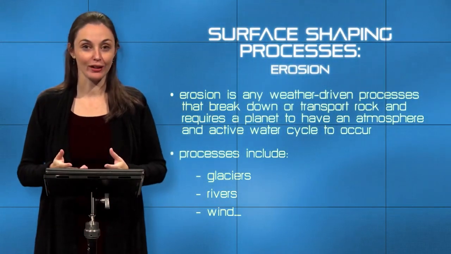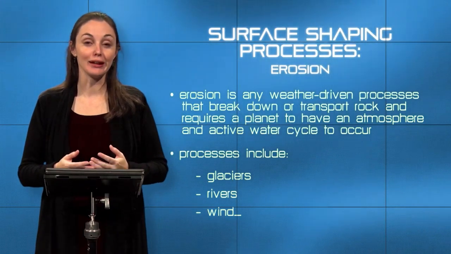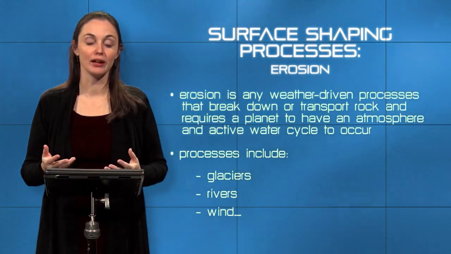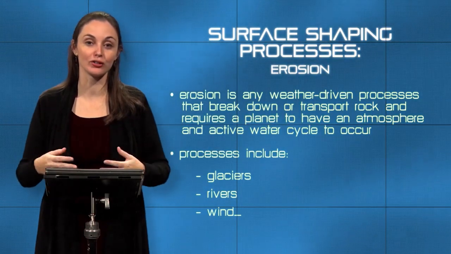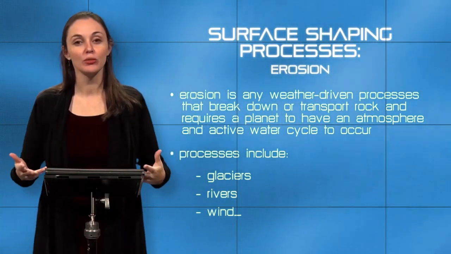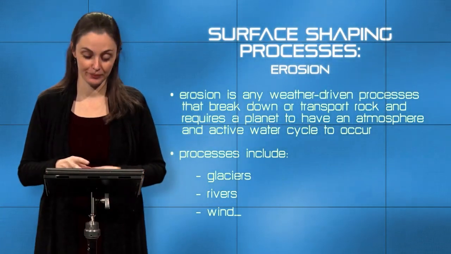If you don't have an active erosional cycle, your planet would look very different as a result. Something like impact craters, for instance, would remain completely unchanged over time because there's no wind, there's no water, there's no glaciers. There's nothing moving across the surface of the planet to change those features over time.